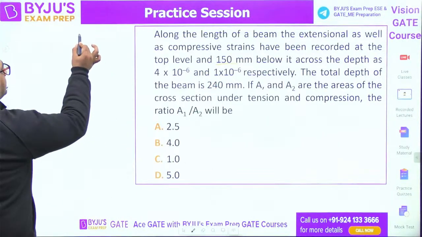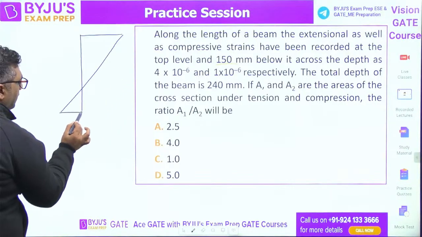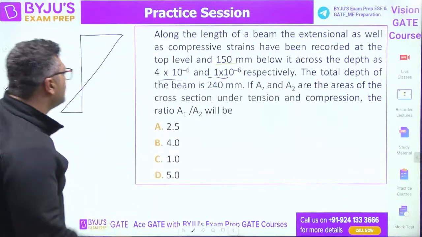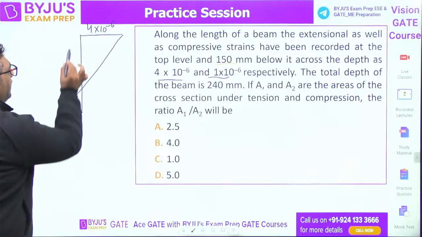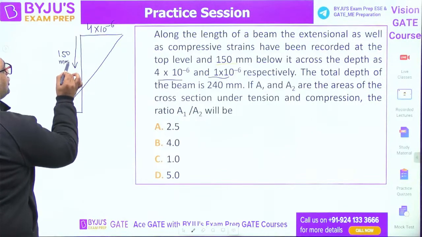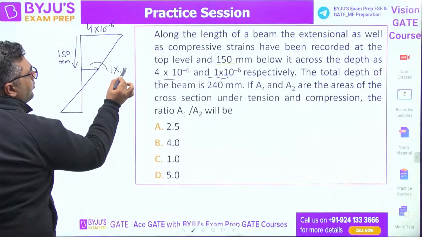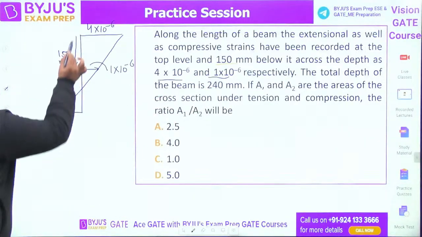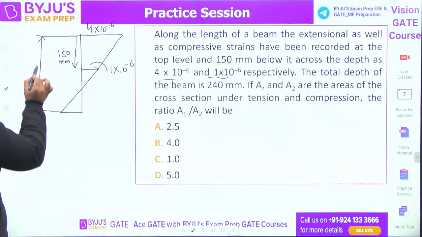They are saying that they have measured the strain diagram for a particular member, and they are saying that strain is this and this. So this is 4 into 10 to the power minus 6 at some level and then 150 mm below, this strain is like this. This is nothing but 1 into 10 to the power minus 6. The total depth of the beam is 240 mm.